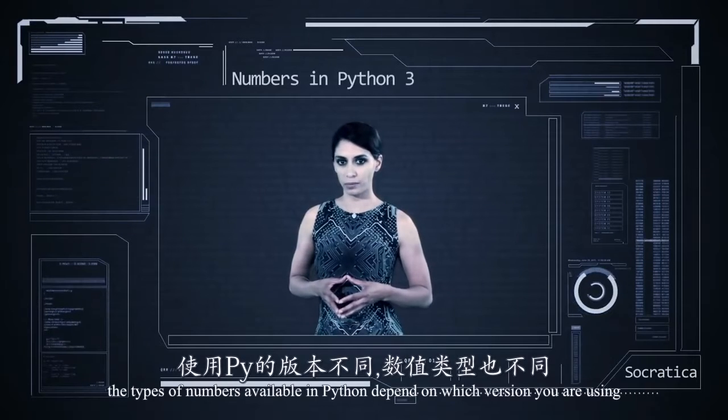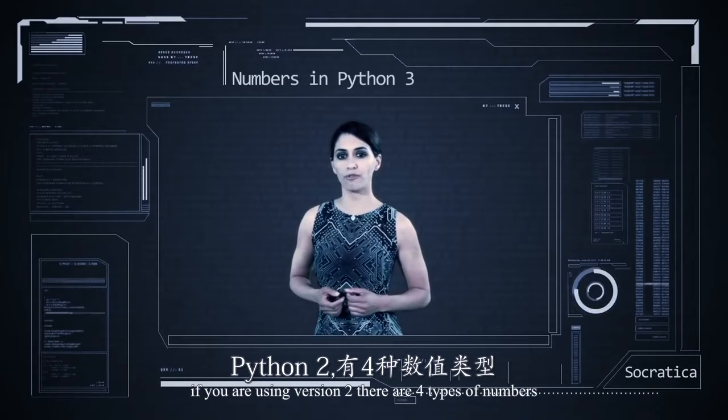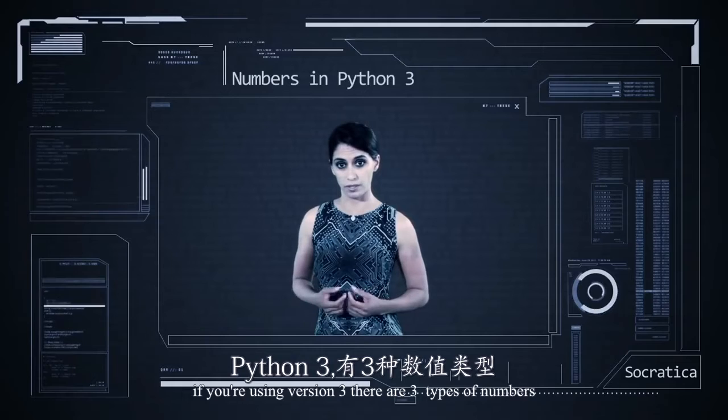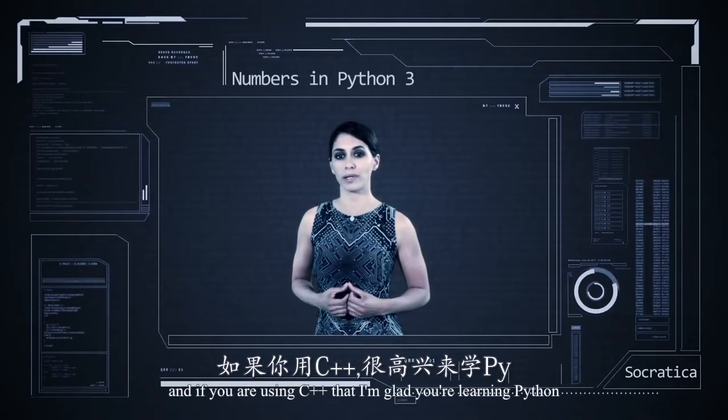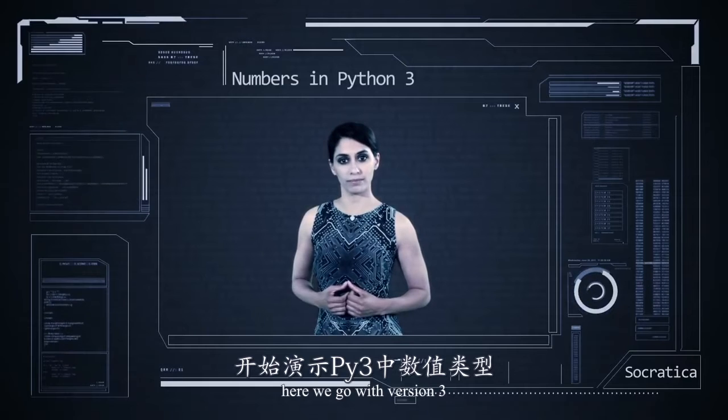The types of numbers available in Python depend on which version you are using. If you are using version 2, there are 4 types of numbers. If you are using version 3, there are 3 types of numbers. And if you are using C++, then I'm glad you're learning Python. Here we go with version 3.